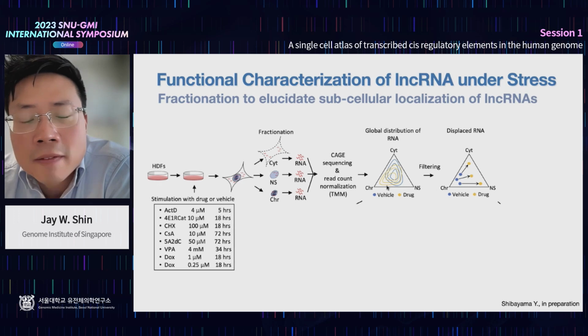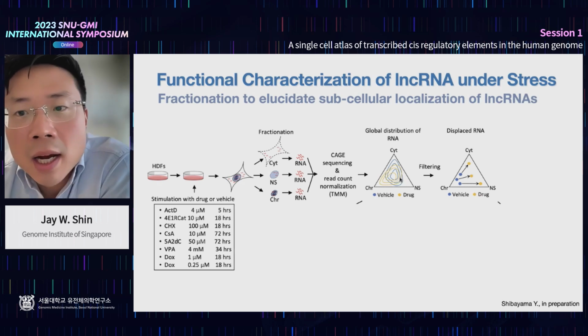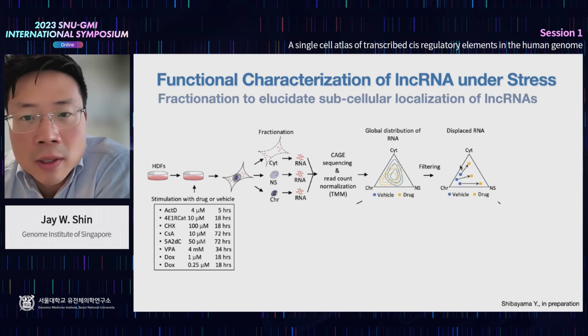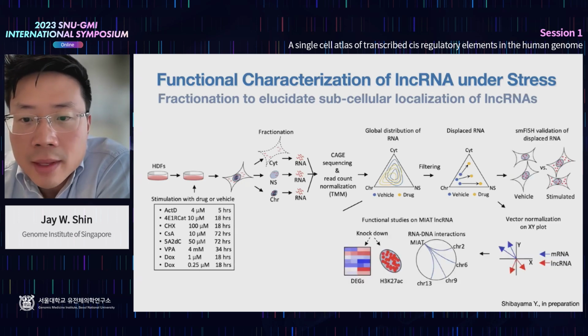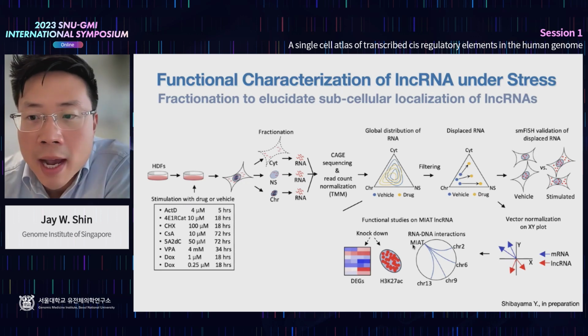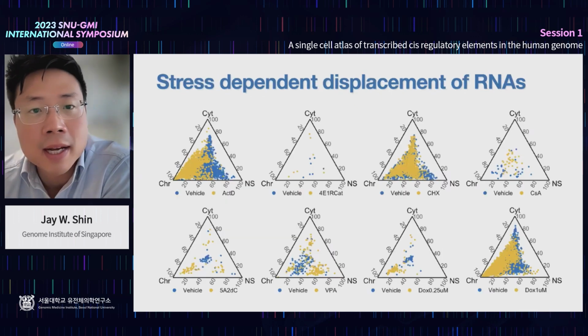And since we now have two different conditions, we can compare vehicle to drugs and understand how these RNAs are co-localized or displaced within the cell from chromatin fraction to the nuclear soluble, or chromatin fraction to the cytoplasmic fraction. And whether these could be an indication of their function was the aim of the study. And we identified some, and we'll highlight some examples in the following slides.